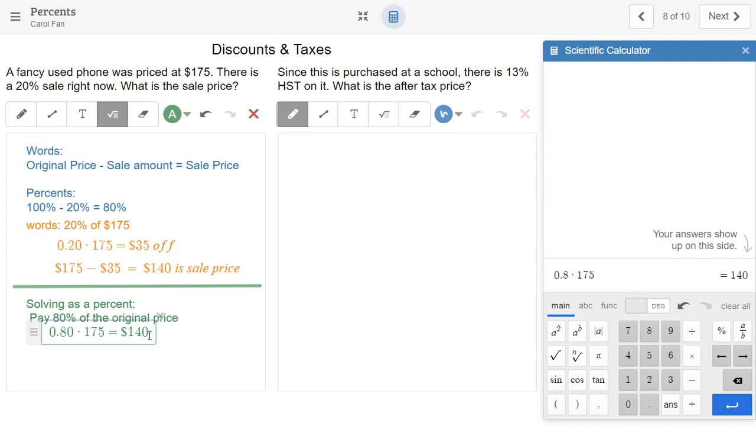We got the same answer in both spots, except that when we solved it as a percent by saying how much we're actually paying for, we're getting the same answer, but in one less step. Now, it's up to you how you would like to do it. I find that the second way is a bit quicker.